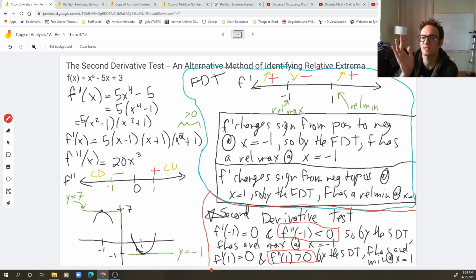Okay, hopefully that was a clear explanation of the second derivative test, which really has nothing to do with points of inflection. That's a misunderstanding. It's just a second derivative themed alternative method of finding relative extrema. Okay, I think I've said that very, very clearly.